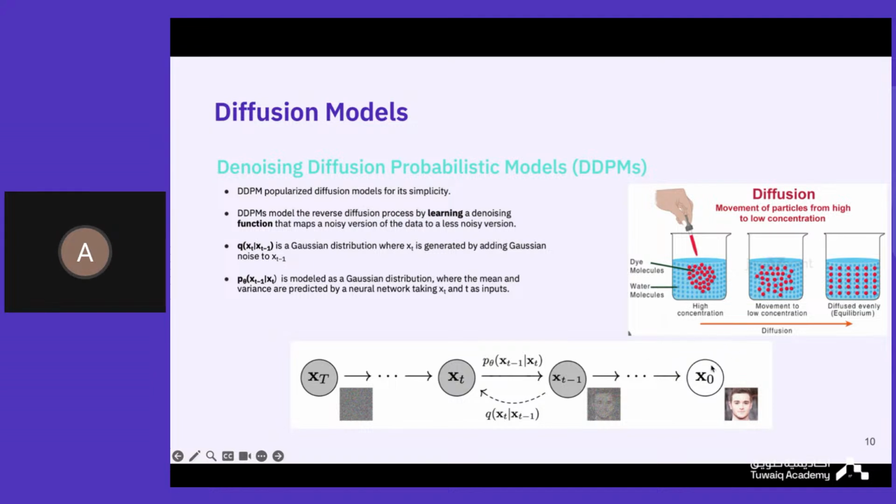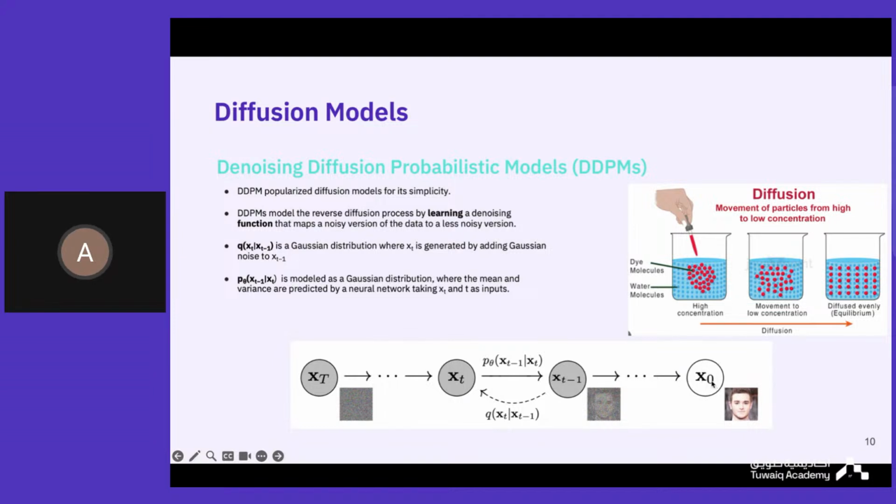DDPMs assume that our process follows a Markov chain. Just for the sake of explanation, a Markov chain is a chain where each state only depends on the previous state. That is, x at time t depends on the previous one. It doesn't depend on the future ones. So we only depend on the previous states that we were on.